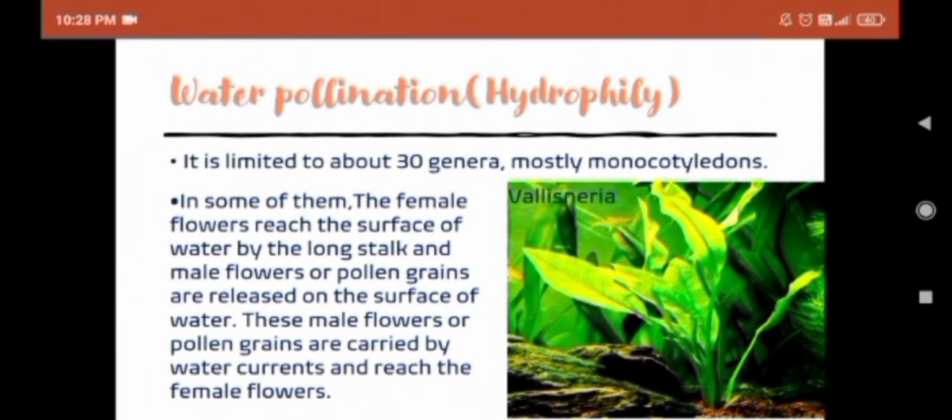In some of them, the female flowers reach the surface of water by a long stalk and male flowers or pollen grains are released on the surface of water. These male flowers or pollen grains are carried by water currents and reach female flowers. An example of these is Vallisneria.